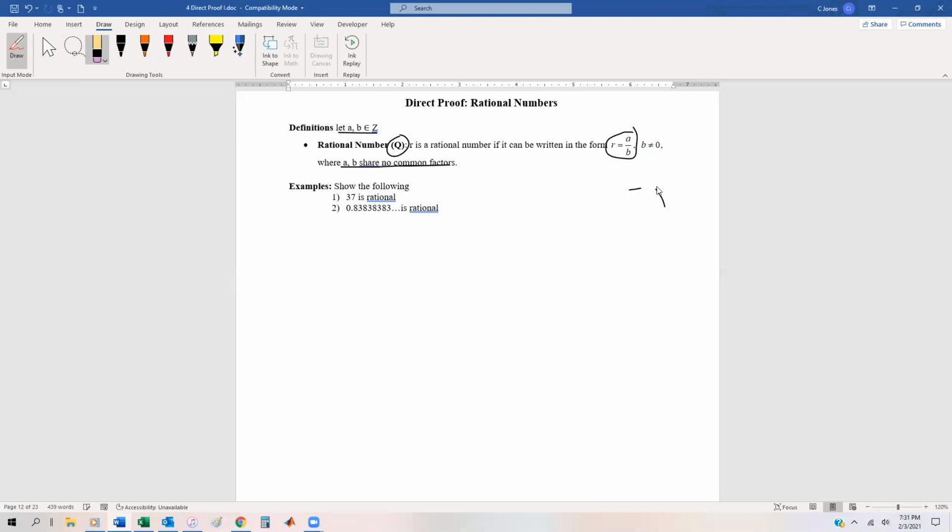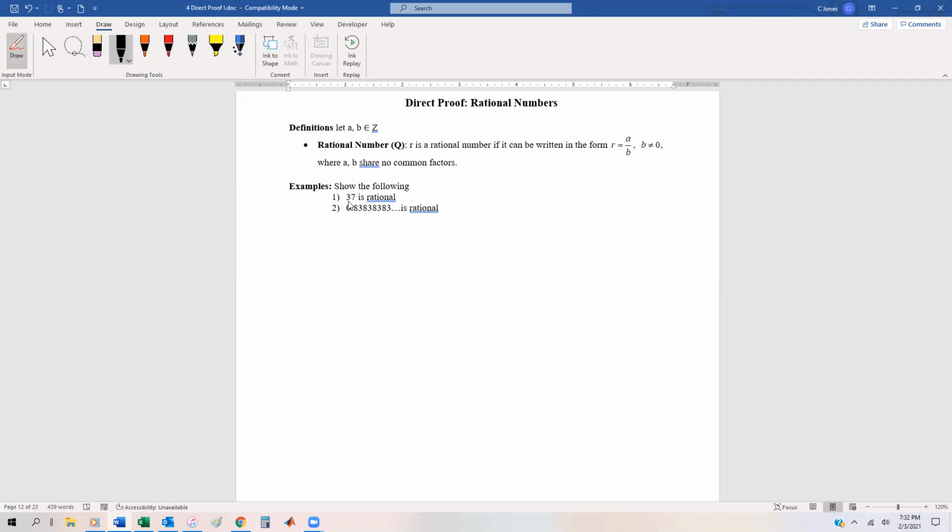So let's do just a couple examples in which we can show a number is rational. Now, we're not going to show that a number is not rational yet. We have to learn another technique later, contradiction or contraposition. But for now, we're just going to go through and use the definition of rational.